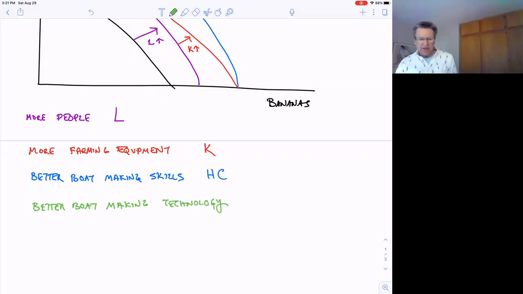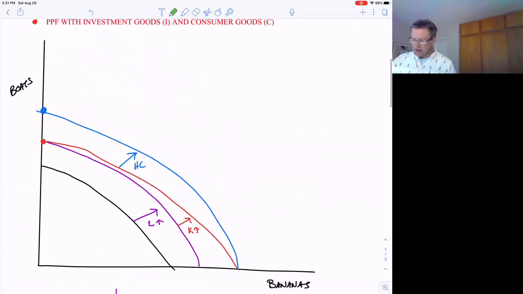And the abbreviation for the technology is, you think it might be T, but it's not. That's reserved for something else, taxes. A is generally used for technology. So if there's some new technology for boats, we should be able to produce more boats with the same number of people, the same skills that they had before. With this new technology, we can make more boats. It's not going to help out making bananas.